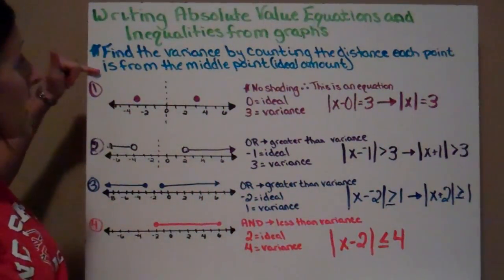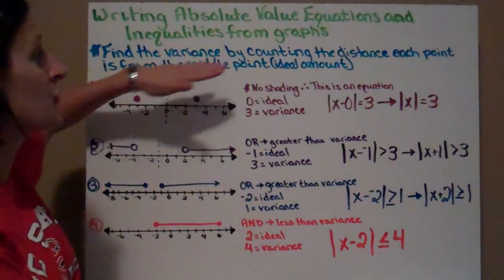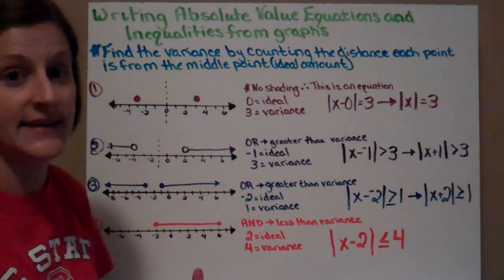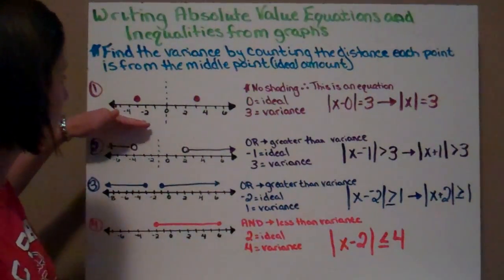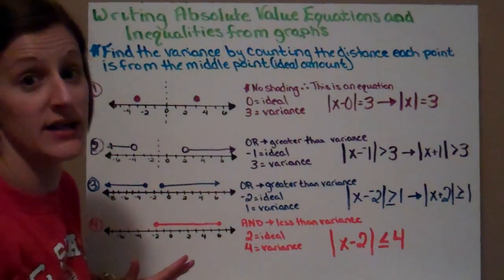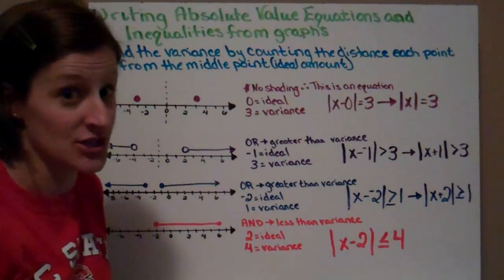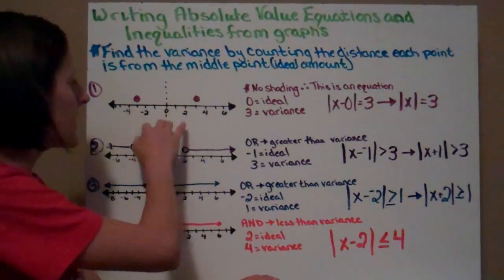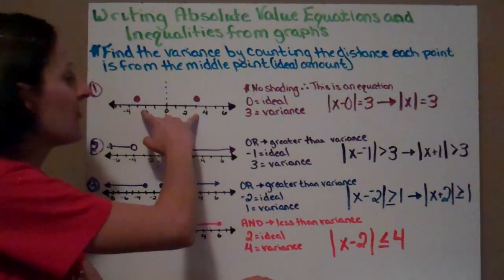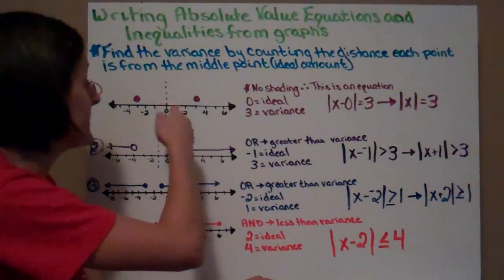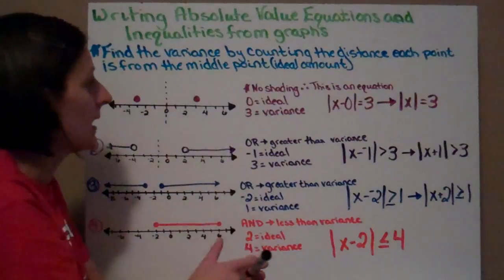To find the variance, you count the distance each point is from the middle point, which is the ideal amount. So here's my first one. Notice, there's no shading, there's no lines, I just have 2 dots. That means it's an equation. I've got one at -3 and one at 3. The halfway point between those two is 0. So there's my ideal, and that's why I put this dotted line.